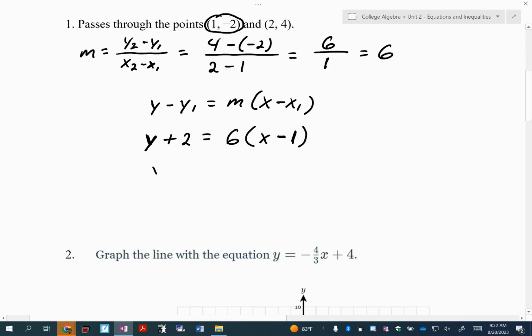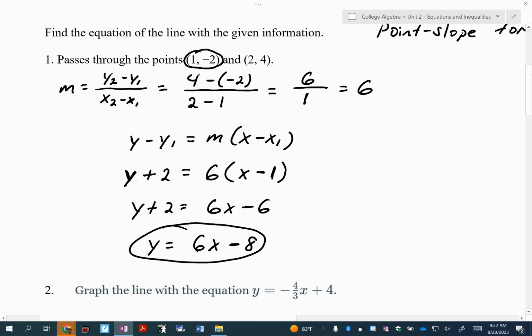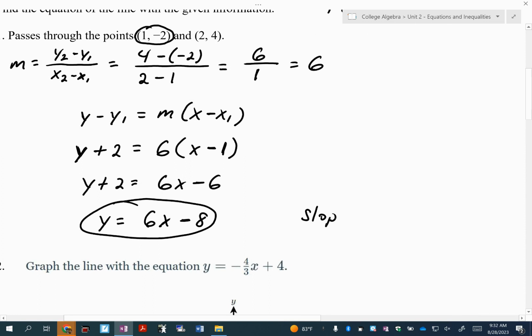Okay, distribute the 6, which is 6x minus 6. Move the 2 over with subtraction. All right, so 6x, and then move the 2 over with subtraction. Negative 6 minus 2 is negative 8. So this is my equation in slope intercept form, right? That's slope intercept form, or y equals mx plus b.